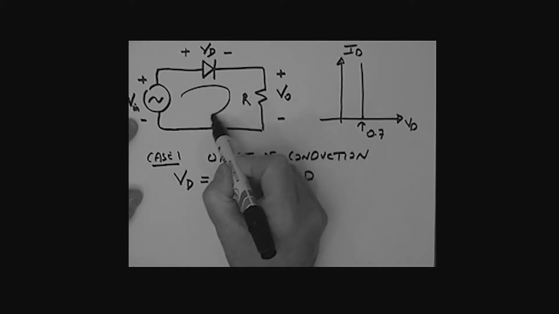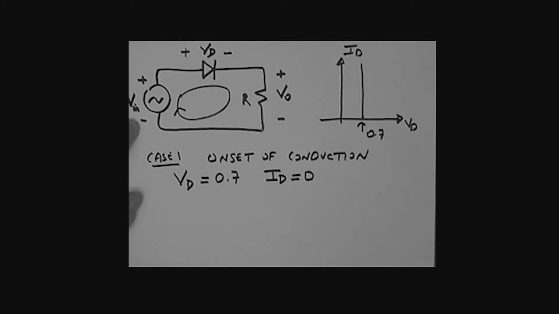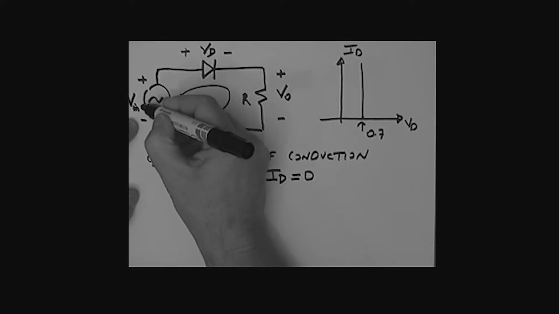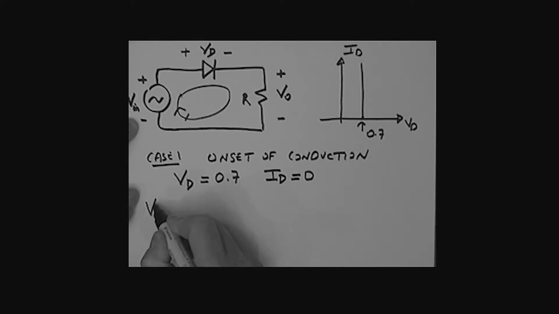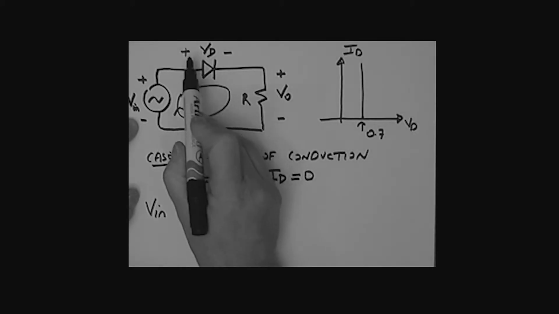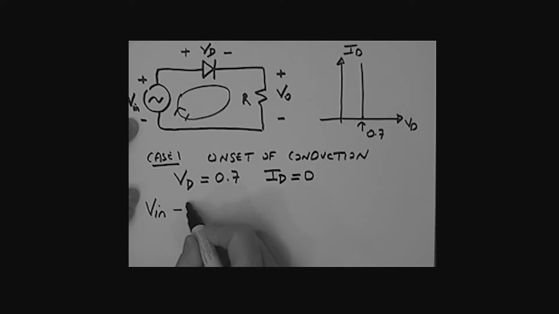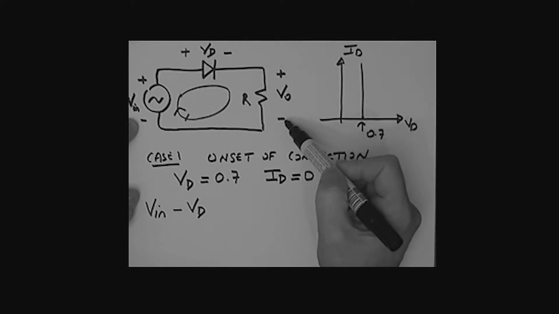So here is our loop. Let us go round that particular loop. I'll start here. As I go around the loop, what do I have? Going from a minus to a plus, I'm going up. I have V in. From here to here, the voltage across the diode, I'm dropping, so that's a minus VD. And then, of course, from here to here, what is that?